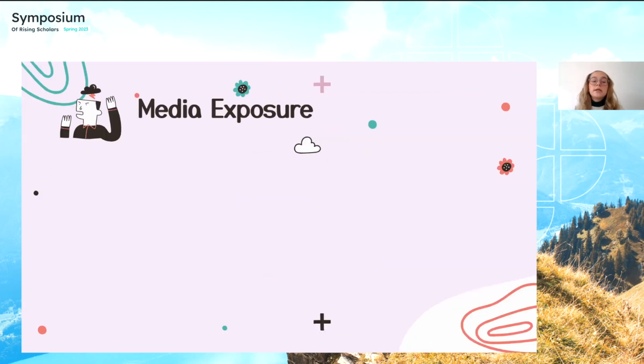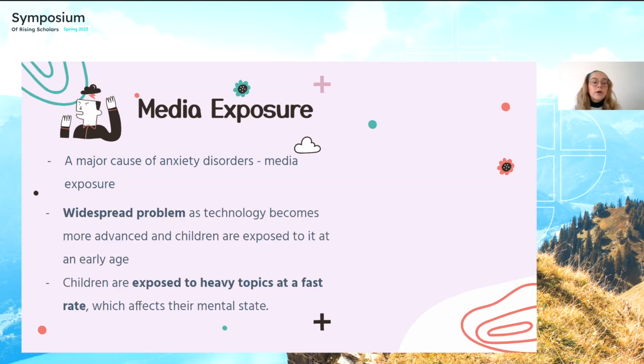So there are many different causes for anxiety in children, but the one that I focused on in my paper is media exposure, since it has become a major cause of anxiety disorders nowadays. It has become a widespread problem, and with time, this problem actually increases because technology becomes more advanced and children are exposed to different types of media, such as social media, at a very early age.